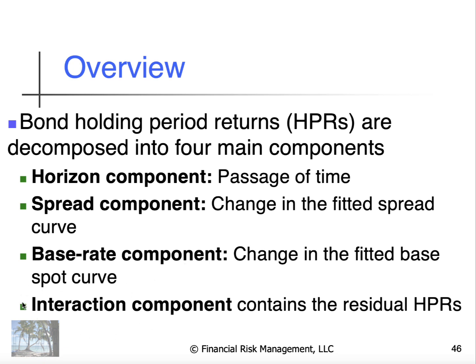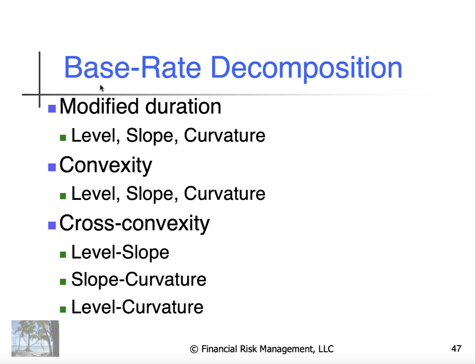and then there's an interaction component. And so the way this is going to work is we're going to have a modified duration for level, modified duration for slope, modified duration for curvature. We'll have the same measures for convexity, and then we'll have a bunch of cross convexities. It's important to note at the moment, if modified duration and focusing solely on level accomplishes your objective, then quit. There's no reason to go any more complicated. If you need more precision, you might go to level and slope.